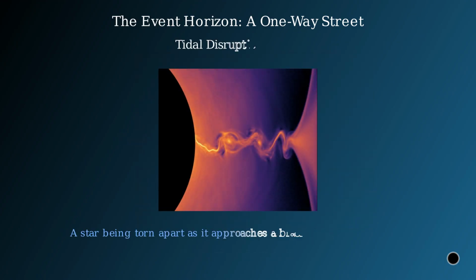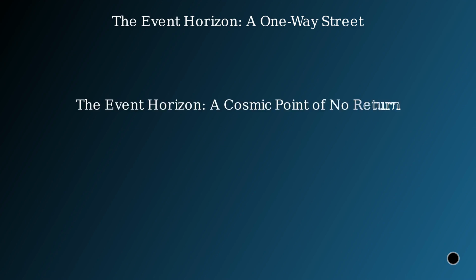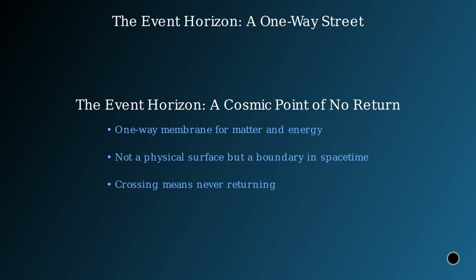Here we see a tidal disruption event, where a star is torn apart as it approaches a black hole's event horizon. The material crosses the boundary and becomes trapped forever. To summarize, the event horizon is a cosmic point of no return. It's a one-way membrane for matter and energy, not a physical surface, but a boundary in spacetime, and crossing it means never returning.